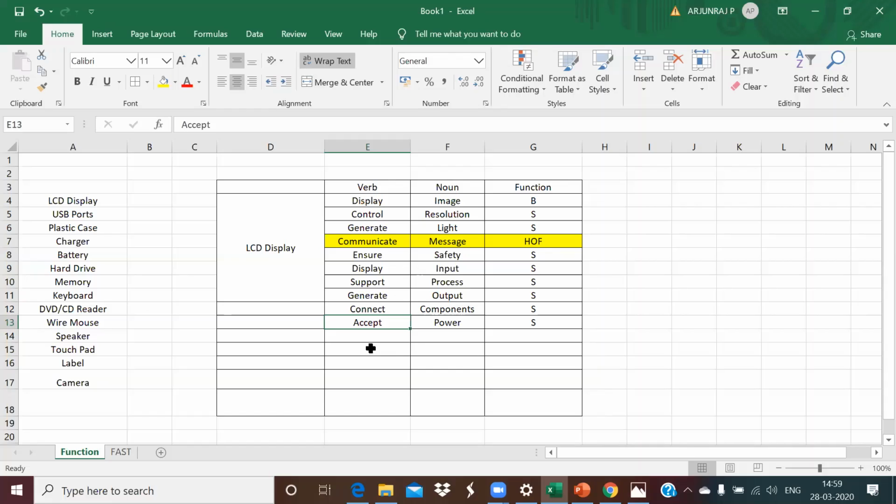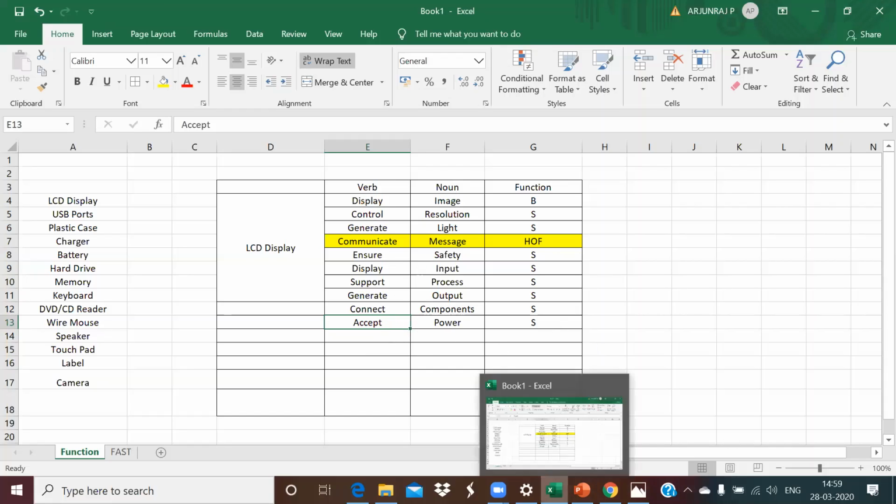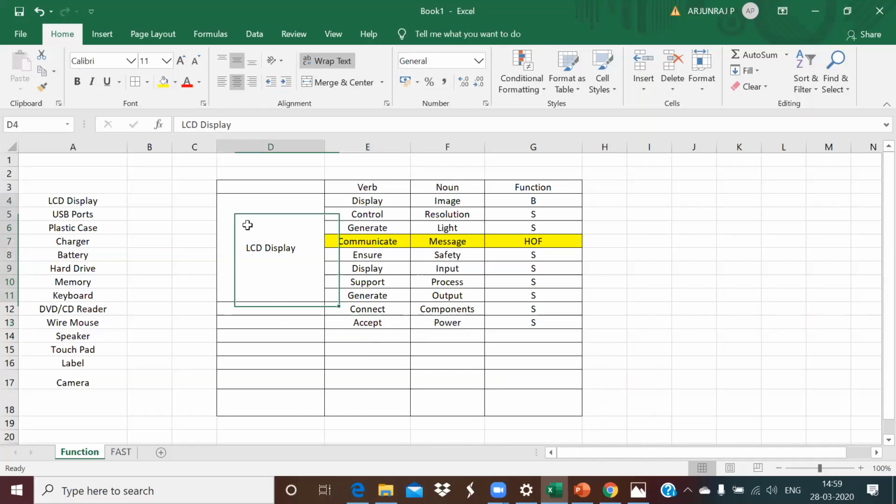Yes, but normally the company will not spend money for accepting power. But anyway, since it's a random function, we put it. But in the FAST diagram, what I feel is sometimes we can eliminate, because we cannot put all the functions in the FAST diagram. We need to put only whatever is required.